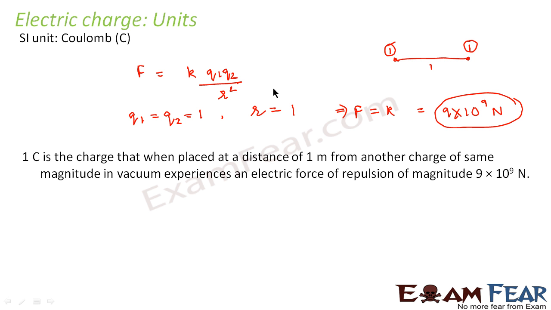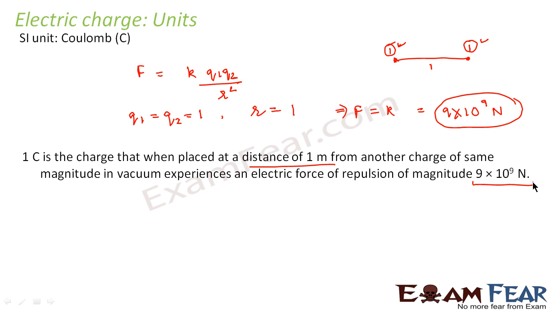With this we can explain that each of the charges is 1 Coulomb when the force of interaction between them is 9 into 10 to the power 9 Newtons. We say that the charge is 1 Coulomb when the force between them is 9 into 10 to the power 9 Newtons and the distance between them is 1 meter. So 1 Coulomb is the charge that, when placed at a distance of 1 meter from another charge of the same magnitude in vacuum, experiences an electric force of repulsion of magnitude 9 into 10 to the power 9 Newton. It is just that we used proper terms in a proper way and defined 1 Coulomb.